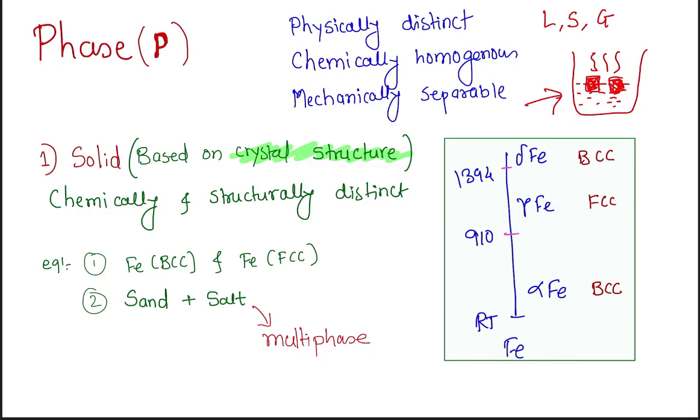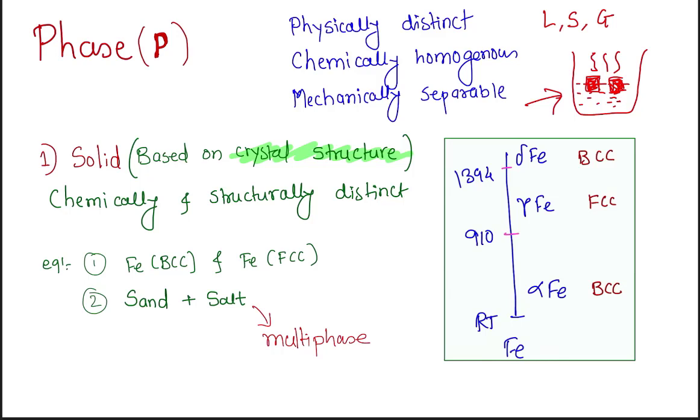We can categorize phases into three types: solid, liquid, and gas. The solid phase we can categorize based on the crystal structure. The solid should be chemically and structurally distinct. For example, if I have BCC iron and FCC iron, we call those two distinct phases. If I have sand and salt, we call this a multi-phase system. We have two phases here.